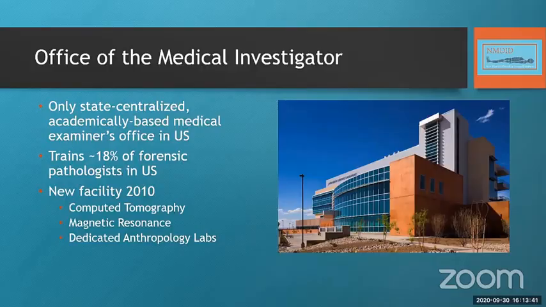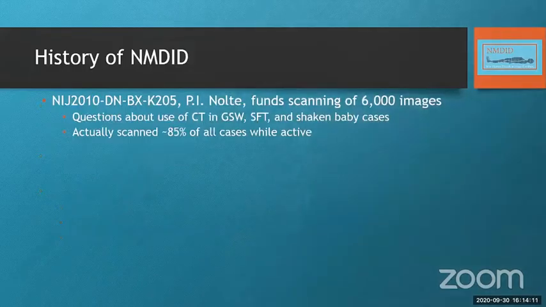The OMI moved into a new facility in 2010. We still think of it as the new building, even though it's 10 years old now. And when that building opened, it came with some equipment and some resources available for research and for casework that was really cutting edge at the time. And that included computed tomography, magnetic resonance, and only really important probably to me, but dedicated anthropology labs. So a little bit about the history of this project and how we came to achieve having this database.